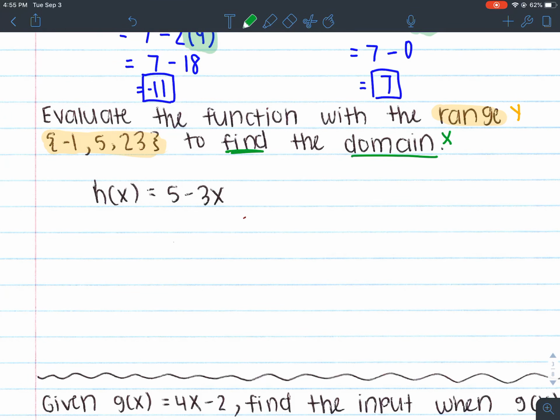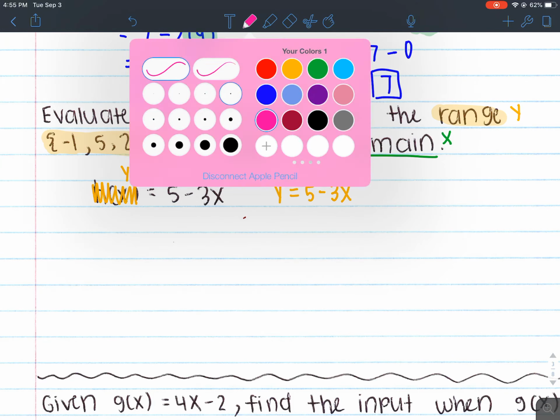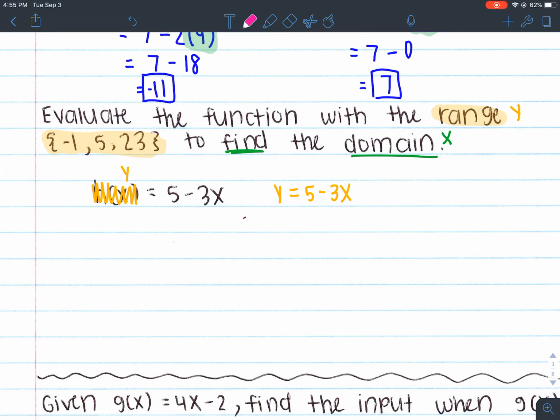So it says given the range. So we're given y. Well, what is h of x the same thing as? h of x is the same thing as y, right? Because those are our y values. It's the range. So I'm going to go ahead and rewrite this as y equals 5 minus 3x. Okay, and then I'm given 3 y values. I'm given y equals negative 1, y equals 5, and y equals 23. So I'm going to do y equals negative 1 over here, y equals 5, and then y equals positive 23.